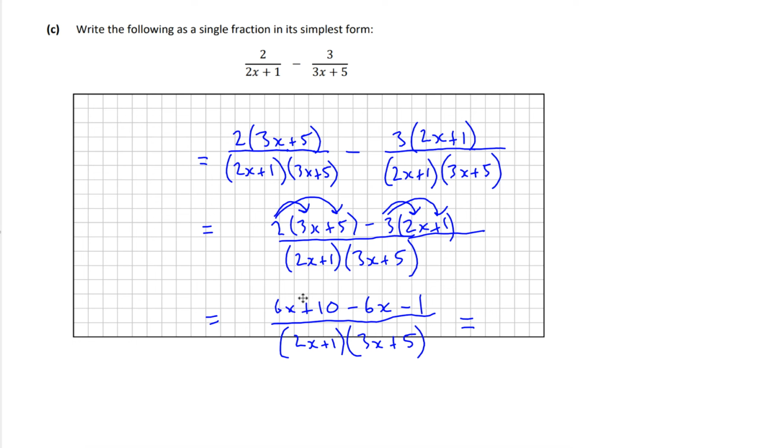So the numerator now on top becomes 6x minus 6x, which cancel each other out, and then you've got 10 minus 1, which is 9. You have 9 on top, and the denominator remains the same. And that is the single fraction in its simplest form. Again, if you did multiply out the bottom of the fraction, you would still be correct, but there is no need to do that here.